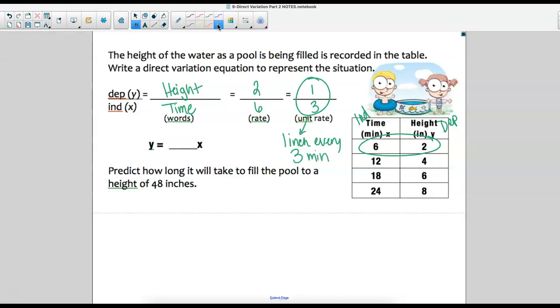Okay, that's also the slope. 1/3, up 1 over 3, up 1 over 3. What's the equation then? Y equals 1/3 x. You just take the unit rate or the slope and put it in front of the x. So if we know that, predict how long it will take to fill a pool to 48 inches.